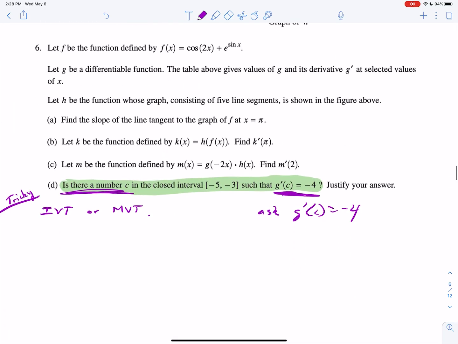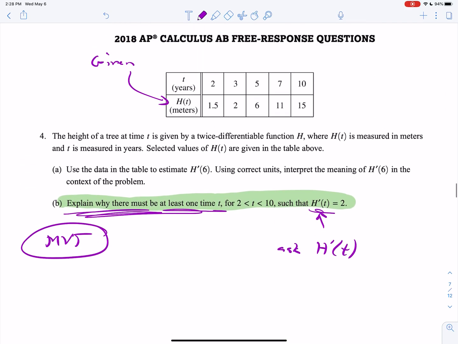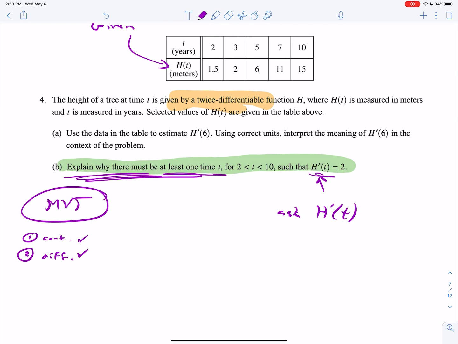Let's go to MVT. Okay, here, 2018. Okay, so checklist again. Is it continuous? And is it differentiable? Okay, we know that that is true. So check and check. Okay, so here we go. We're going to find the average rate of change. Okay, somewhere between 2 and 10.